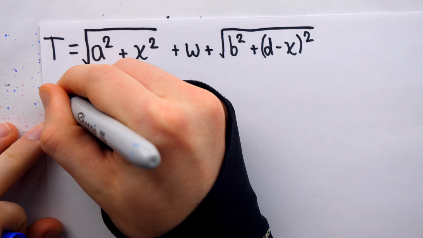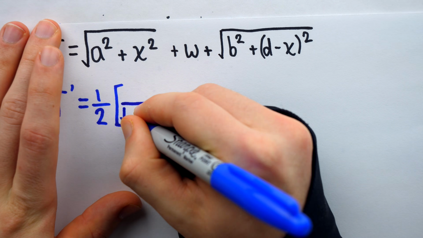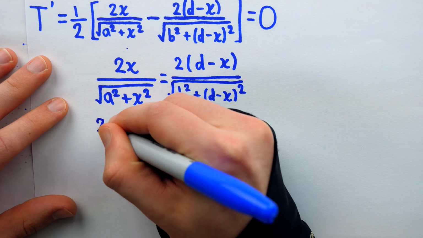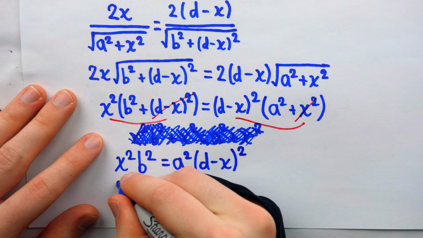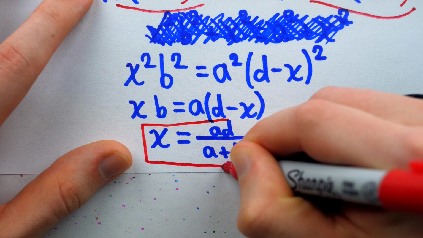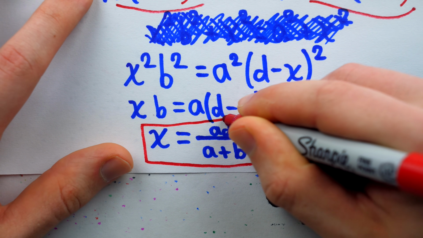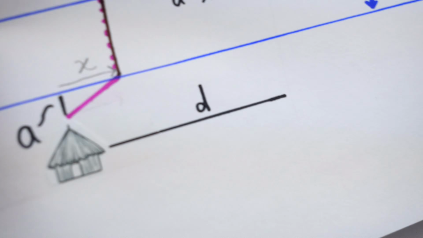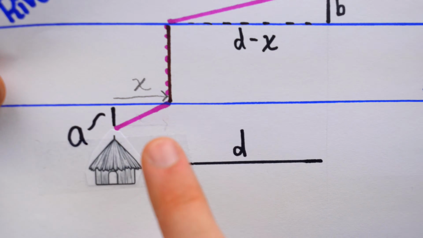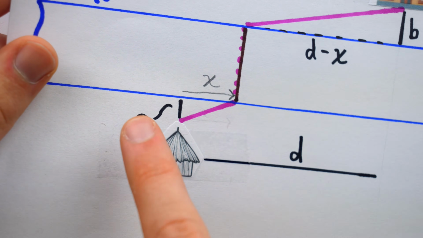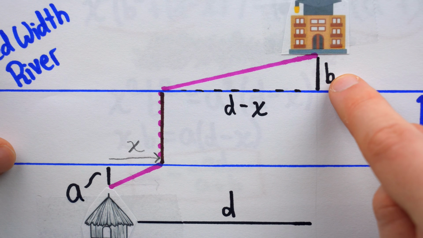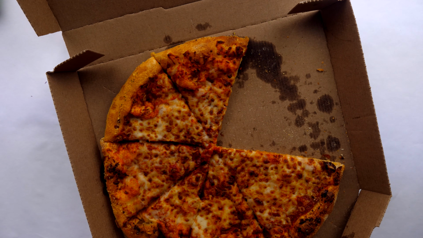Applying those rules, knowing that a square root is the same as a power of 1/2, we get this derivative. We then set this derivative equal to 0 and solve for x. And that's the solution, telling us exactly where to build the bridge to minimize the distance of the path. X, the horizontal distance between the hut and the bridge, should be the ratio of the product AD to the sum A plus b. But here's the rub.